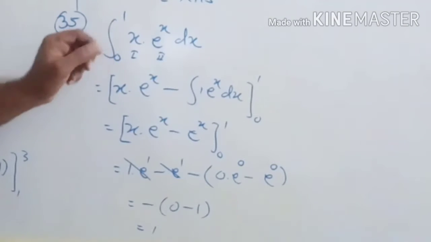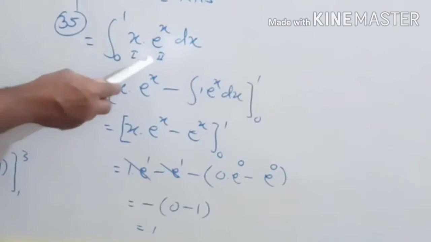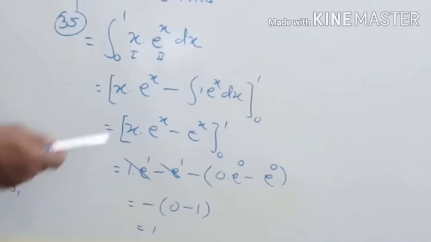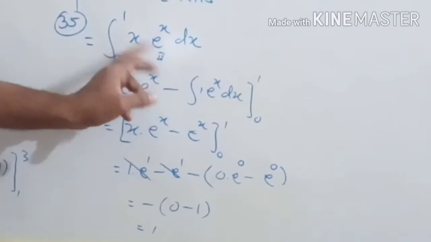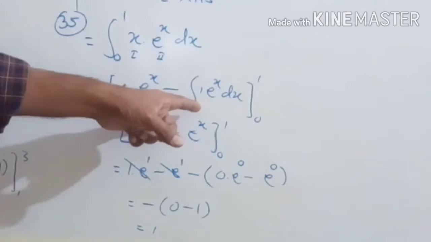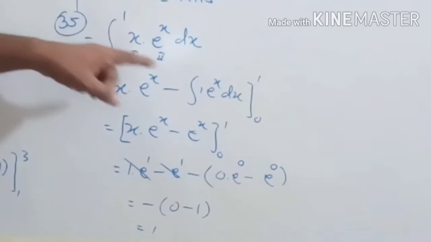Next question number 35, which is a very small question. Integral from 0 to 1 of x and e to the power x. So here x is the first function and e to the power x is the second. So use integration by parts here. First function as it is, integral of second, minus differential of first and integral of second, and once again the integral of the whole thing, and our limit is 0 to 1.